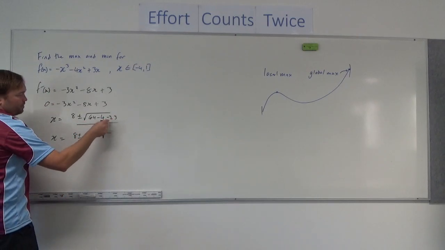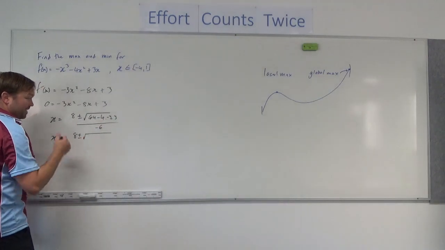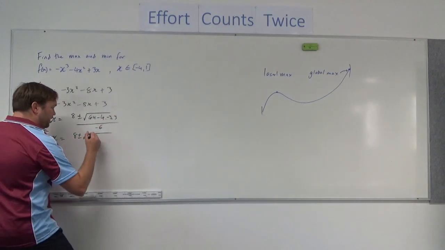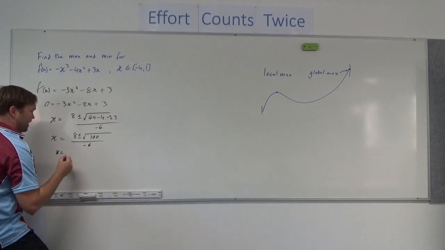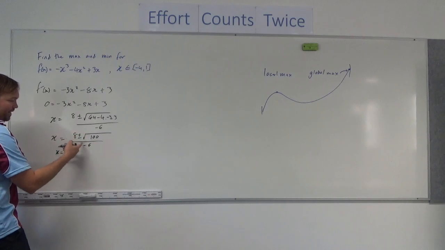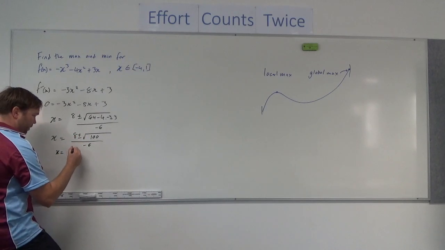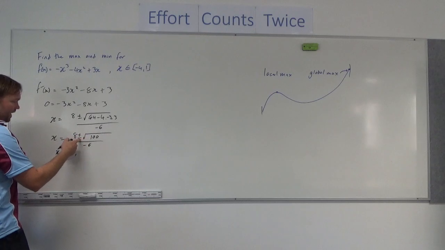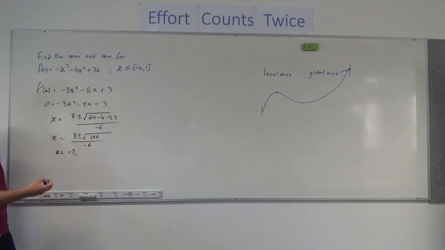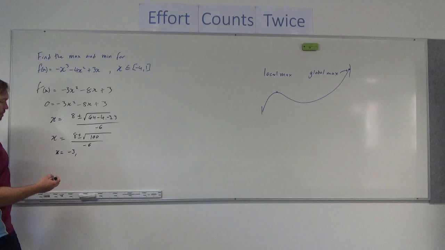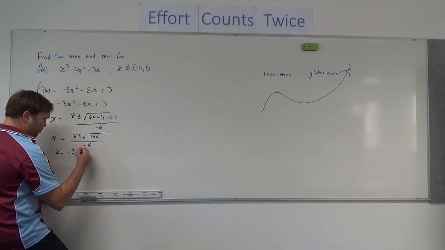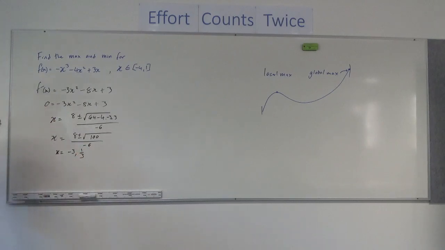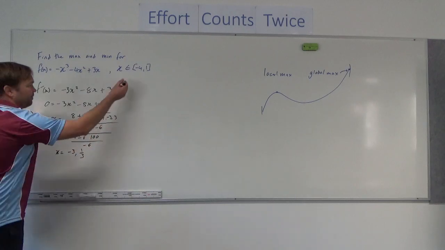64 plus 4 lots of 9, 64 plus 36. That's got to be 100, right? On minus 6. x is either 8 plus 10, so 18 on minus 6 is minus 3. 8 minus 10 is minus 2. Minus 2 on minus 6 is positive 1/3. If I'm wrong, we'll find out in a second.